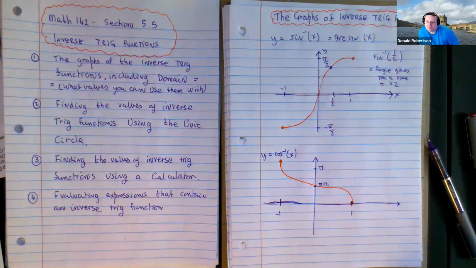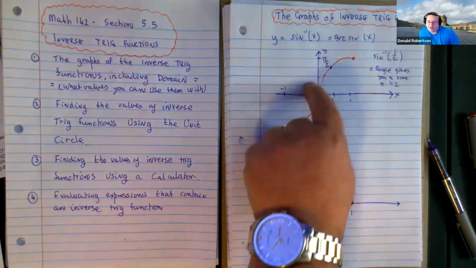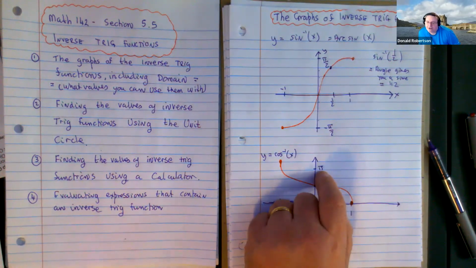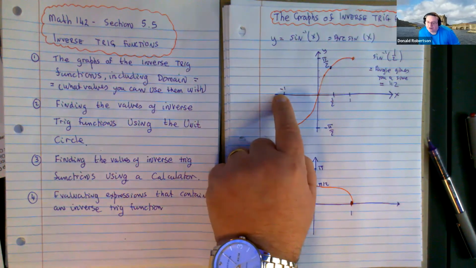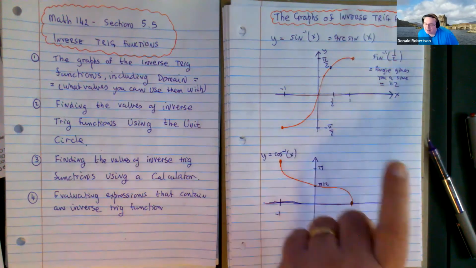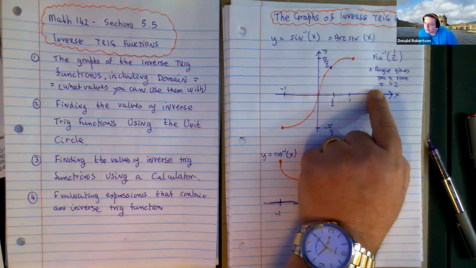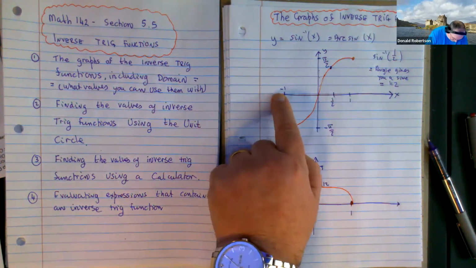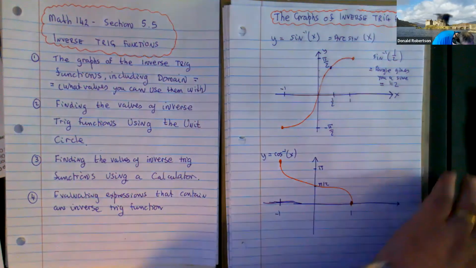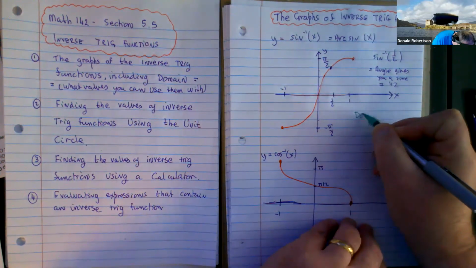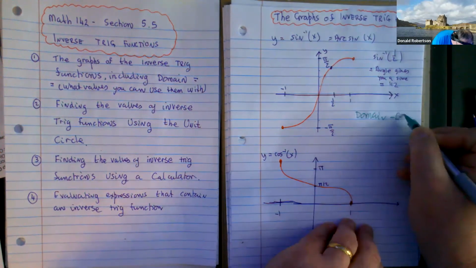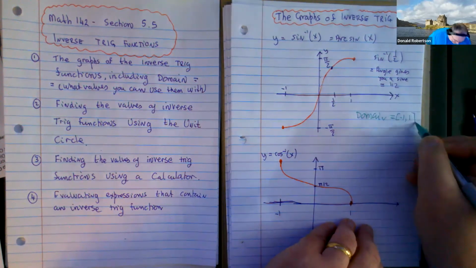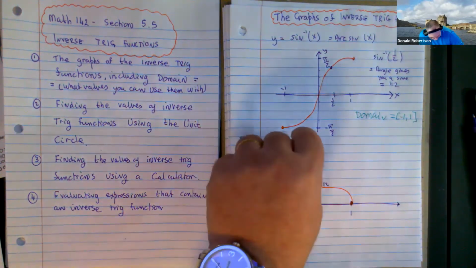Now you look at the shape of this fella, it's quite interesting. It only goes from -1 to 1. And the reason for that is you can't get an angle whose sine is 2. Would you agree they don't exist? The biggest value a sine function can ever be is 1, and the smallest it can ever be is -1. So the domain is -1 to 1.